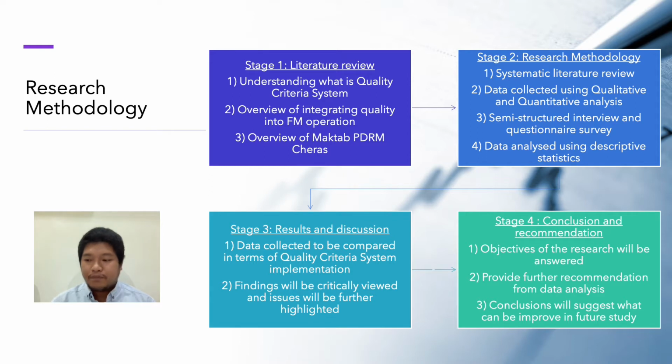For stage 2 is research methodology. So the first one is systemic literature review. Data collected using qualitative and quantitative analysis, which I have explained previously. Qualitative is semi-structured interview, and quantitative is questionnaire survey that are distributed towards occupant. So for number 4, data analyzed using descriptive statistics.